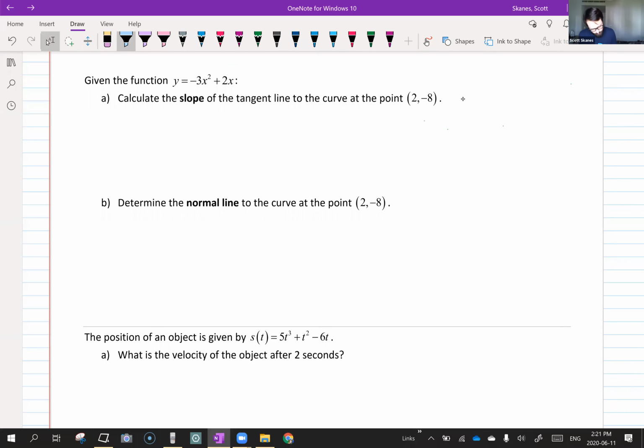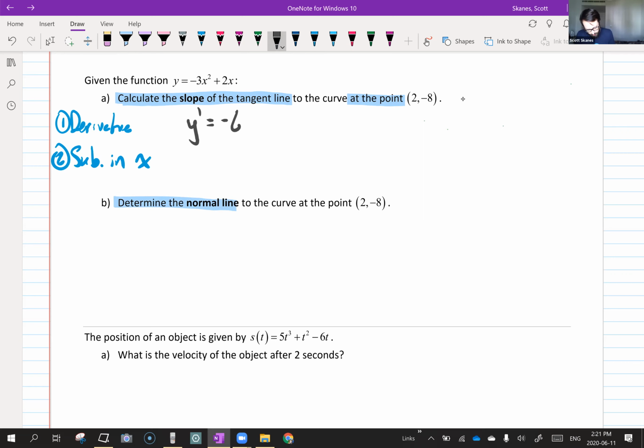Given the function, calculate the slope of the tangent line at the point given and determine the normal line. Let's rush through this, shall we? First step, always the same as what it's been in the past. Get the derivative. Second step, substitute in your given x value. The derivative is negative 6x plus 2. The substitution for y prime when x is, well, what is my x? My x in this case is 2. So negative 6 times 2 plus 2, that gives me negative 10.